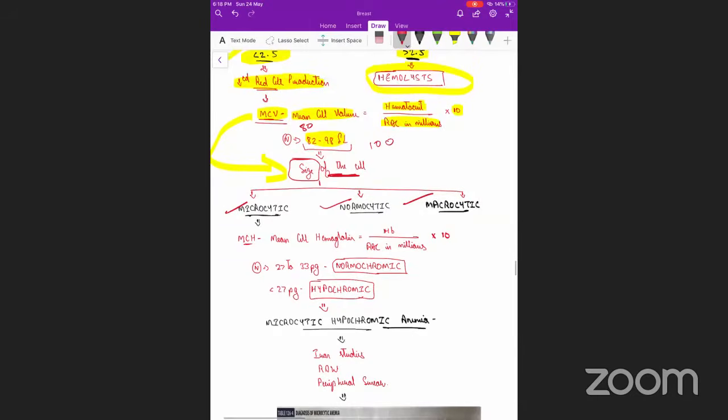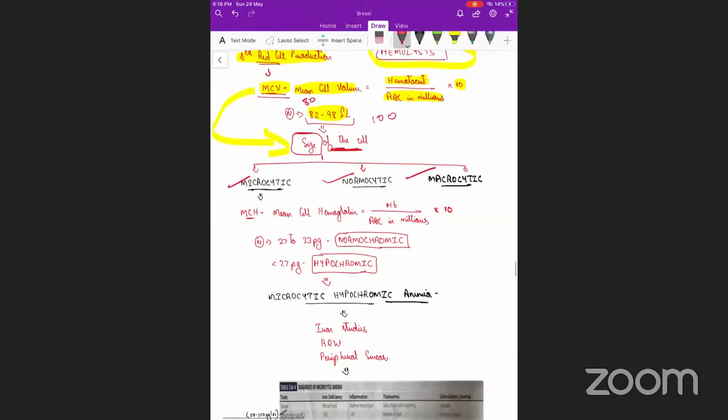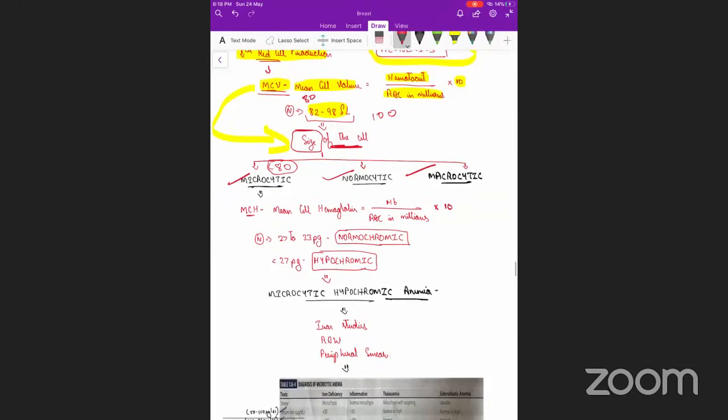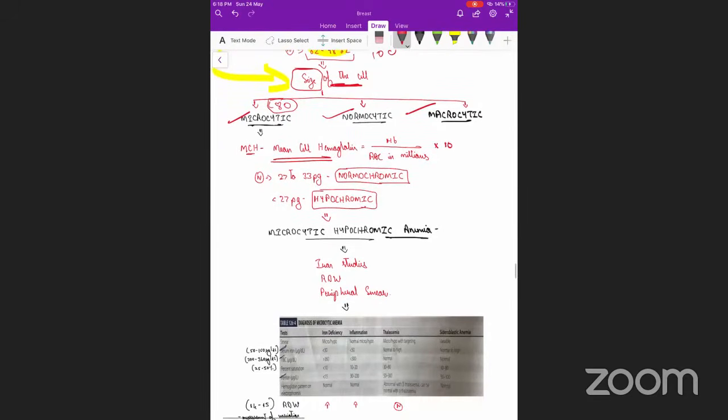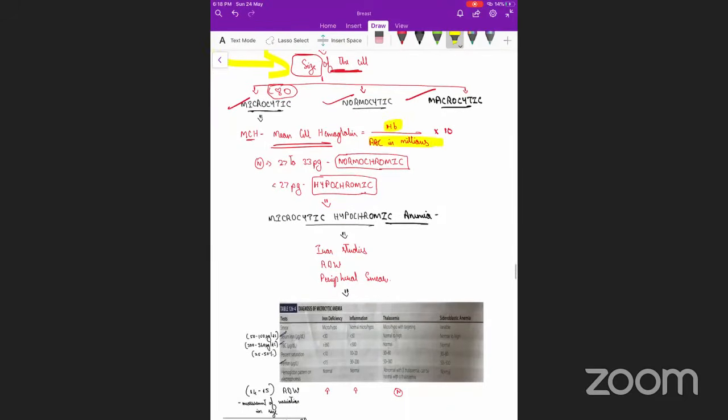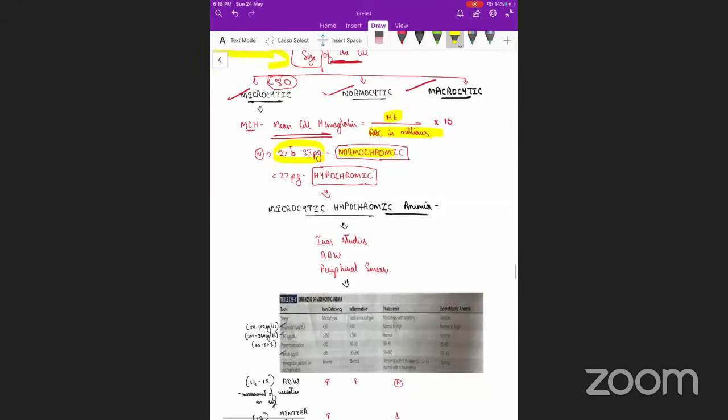Once we do MCV, next we do MCH. If MCV is less than 80, we will think of microcytic anemia as the cause. Most microcytic anemias will have a hypochromic picture as well. To find out whether it is hypochromic or not, we use MCH. The formula is hemoglobin divided by RBC in millions, into 10. The normal values are 27 to 33 picograms. If it is in this range, it is normochromic. If it is less, it is hypochromic.